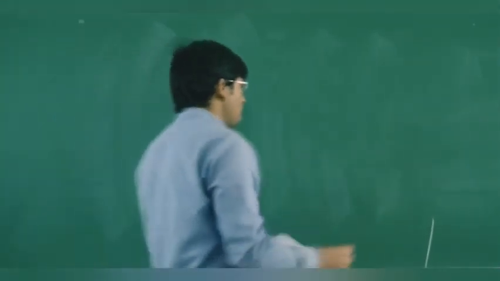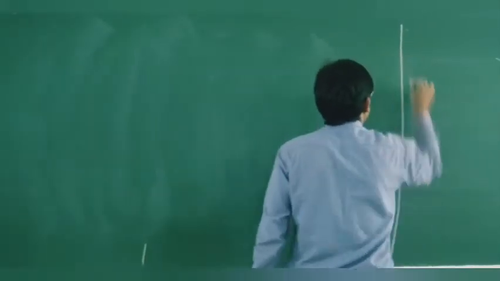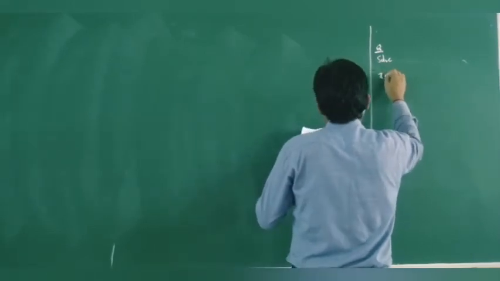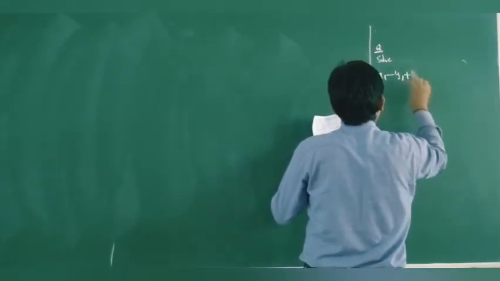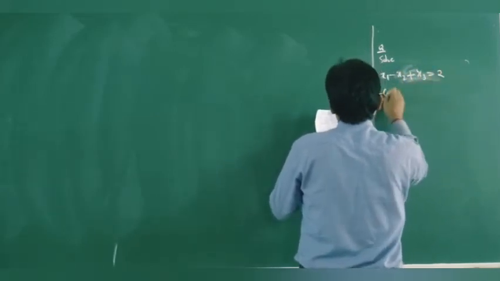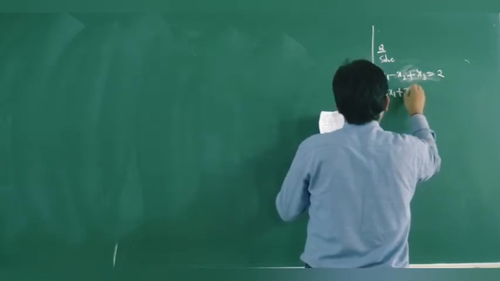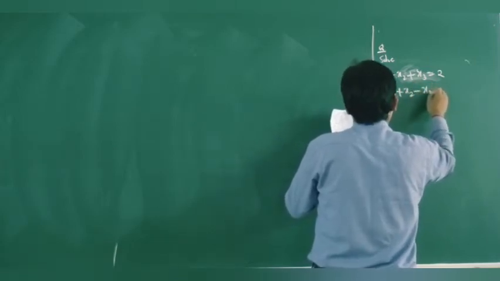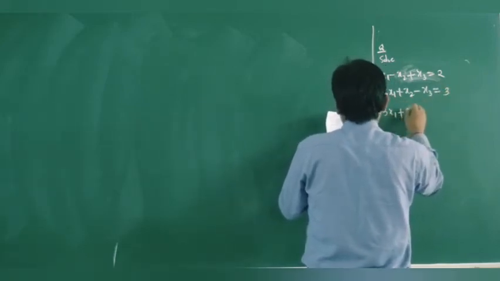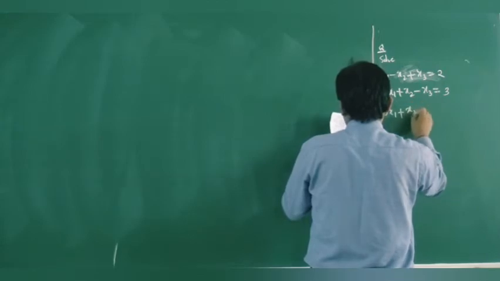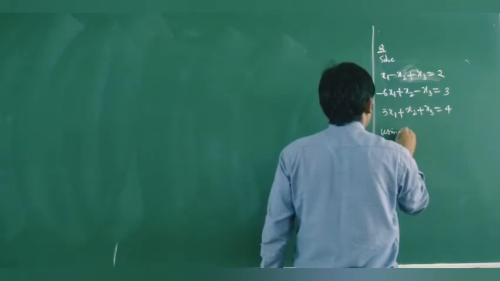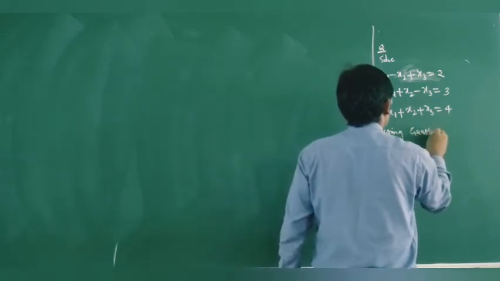So here we have the question: solve x1 minus x2 plus x3 equal to 2, minus 6 times x1 plus x2 minus x3 equal to 3. Then we have 3x1 plus x2 plus x3 equal to 4, using the Gaussian Elimination Method.